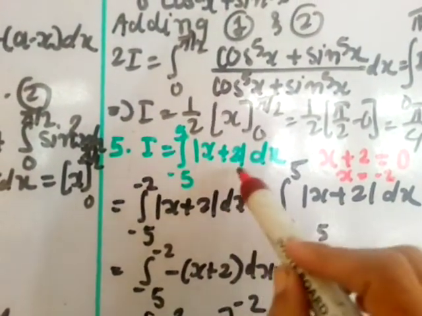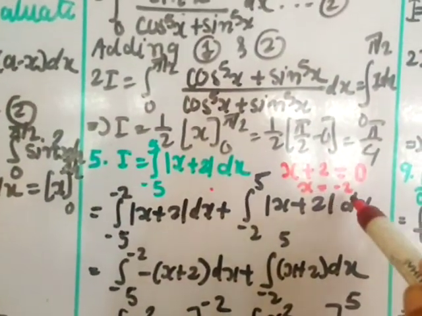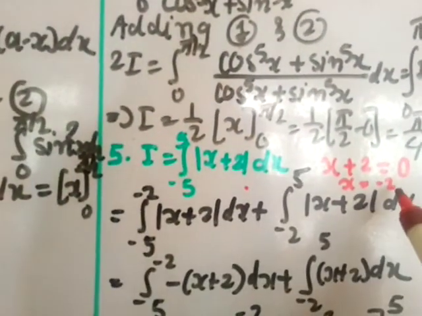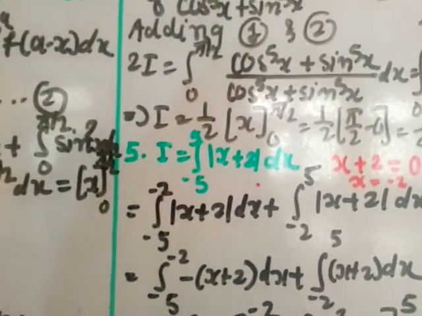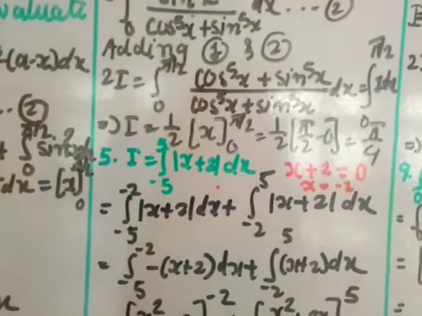Okay, so I'll break this: x plus 2 equate with 0. So you get x equal to minus 2. So minus 5 to minus 2 and minus 2 to 5. So that way you can divide the limit, that is minus 5 to 5.